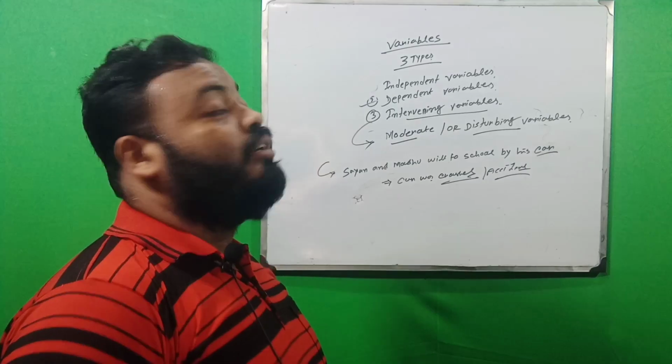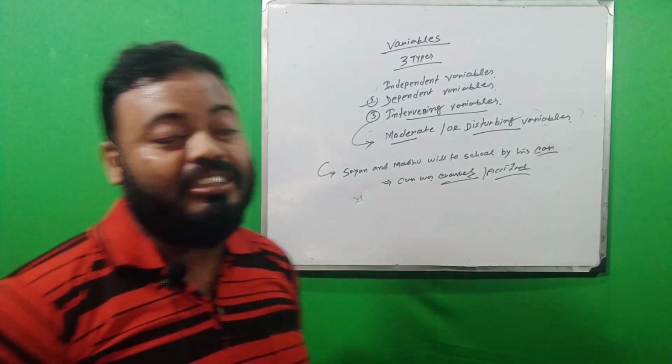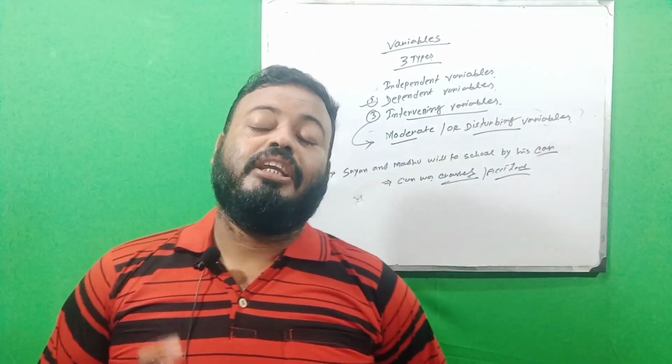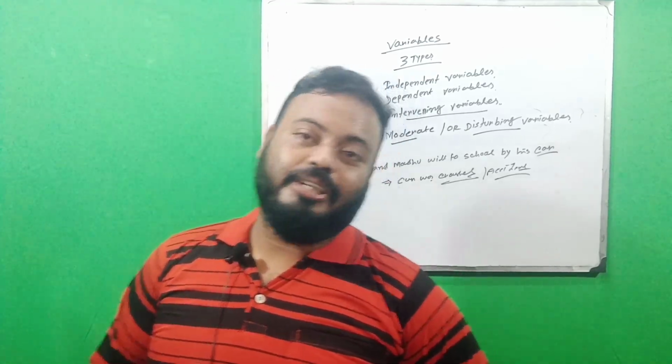So in today's session we learned about variables. We now know that variables have three types: independent variables, dependent variables, and intervening variables.